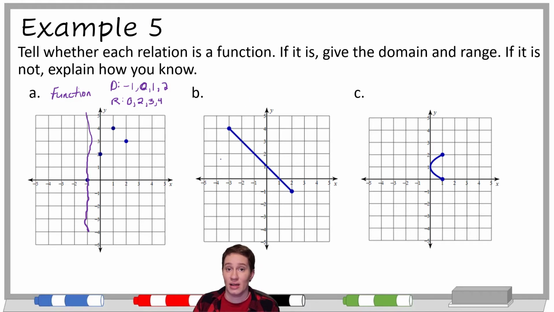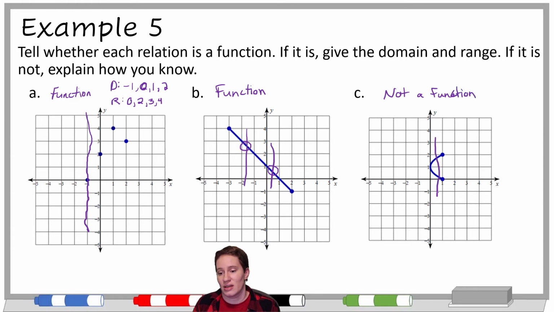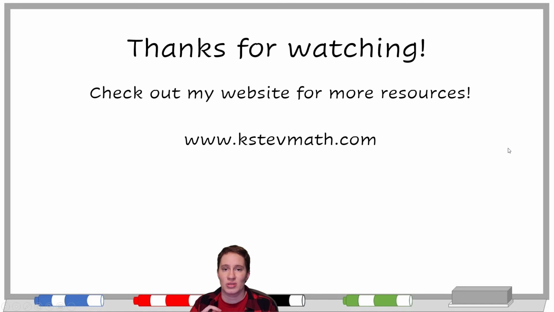B, this is a line. And a line can be a function. In fact, most lines are, because when we draw a vertical line, it only ever goes through in one spot at a time. So this is a function. Then C is not a function. I am going to skip the domain and range because my battery's about to run out. And that's because if I draw something like right here, for instance, it goes through twice, so it fails the vertical line test.